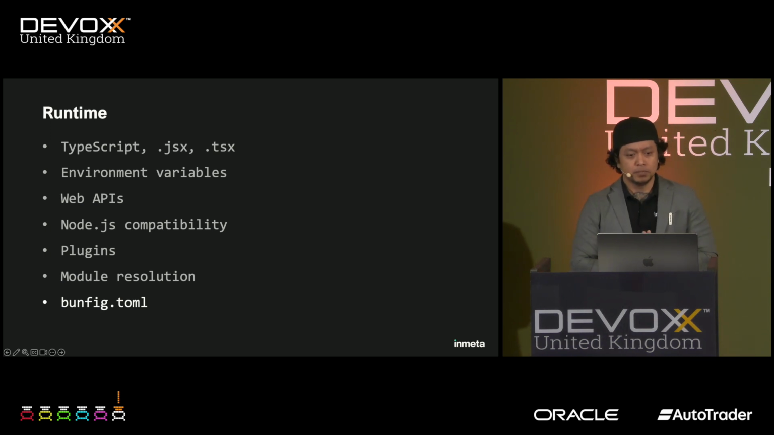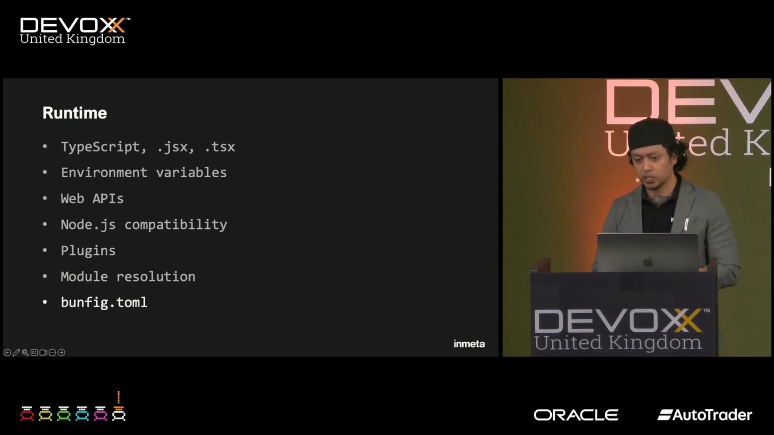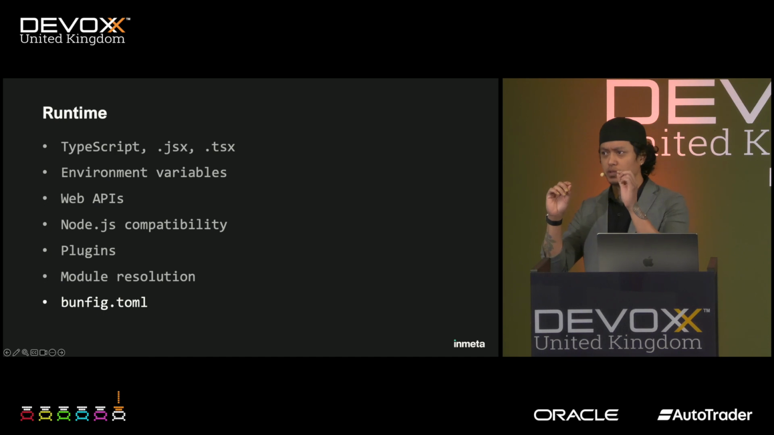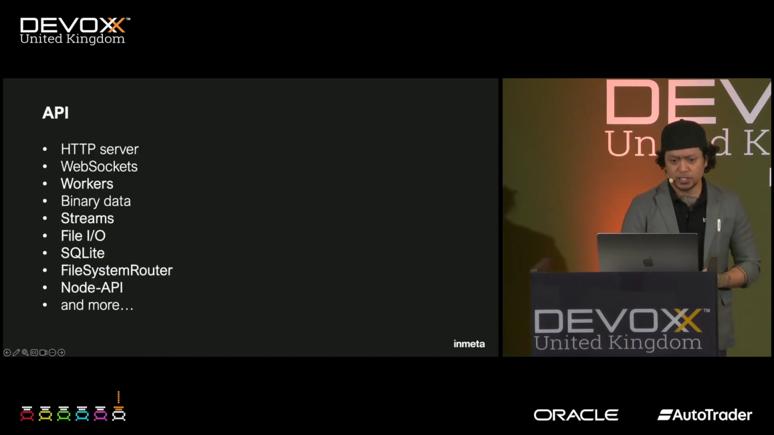What else? Bunfig.toml. So this is how you configure the default configuration of Bun. Just setting it. If you're not familiar with bunfig.toml, it's just like YAML, and then it's just for readability. No curly braces whatsoever. It's clean. What else? For the API side, there are a few.